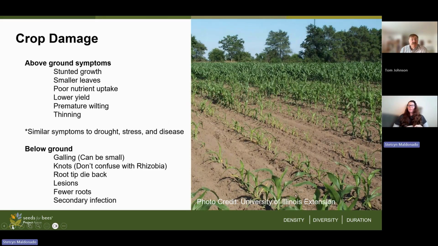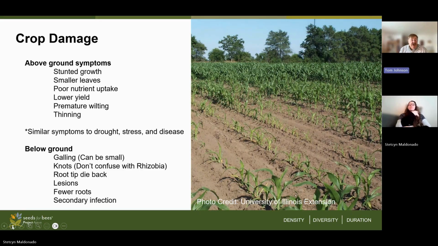So here we have crop damage, and I'm going to toss it over to Tom. So, okay, crop damage is going to, of course, depend on whether you're talking a perennial crop or an annual crop system, and then what nematodes you may be up against.